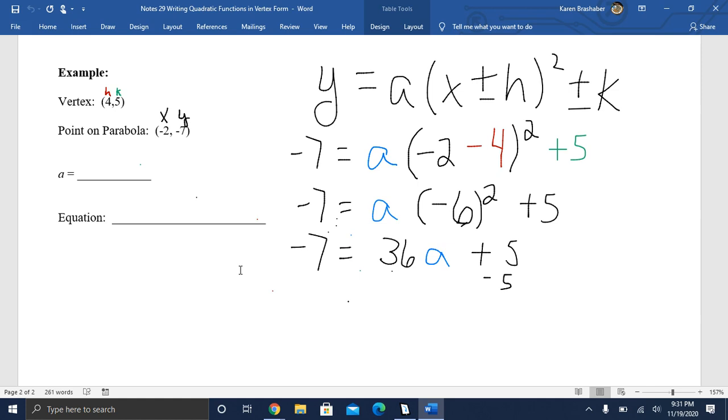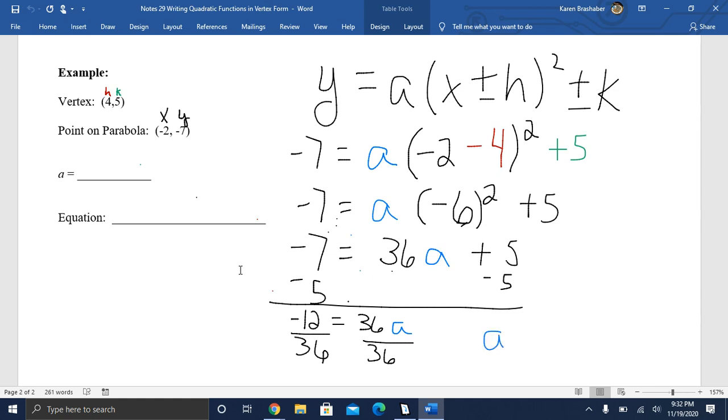You can subtract 5 from both sides of the equal sign. That gives you 2 equals 36a. And then again, you're going to divide by a bigger number, creating a fraction. And so the a turns out to be the fraction -1/3. 12 will go into 36 3 times. So your a is -1/3, and then you'll write your equation.